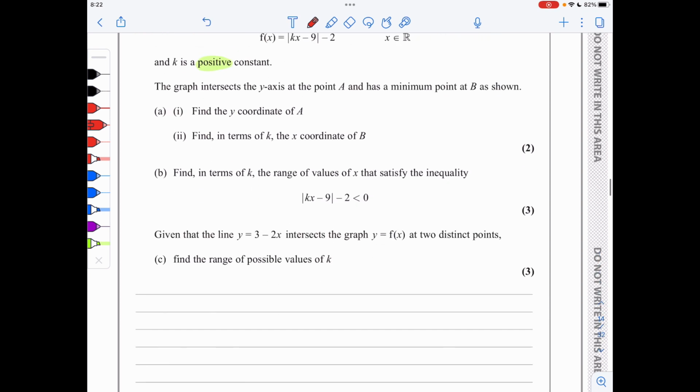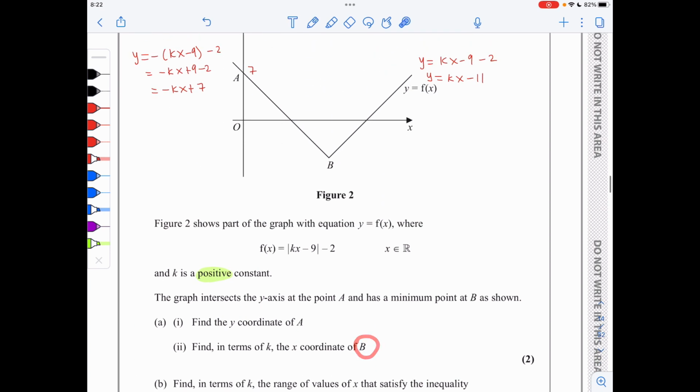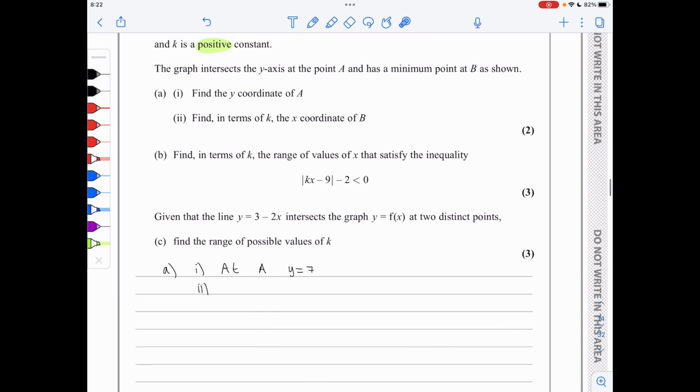So let me write that down. So at A, y is 7, and then to find in terms of k the x coordinate of B, we said that B is the vertex, the point where the modulus vanishes. So at B we have that kx minus 9 must be 0, and therefore x is 9 over k. This is the x coordinate of point B.